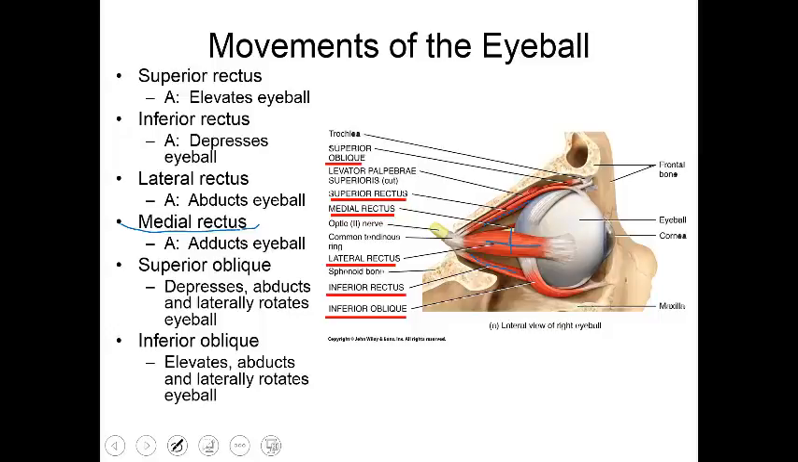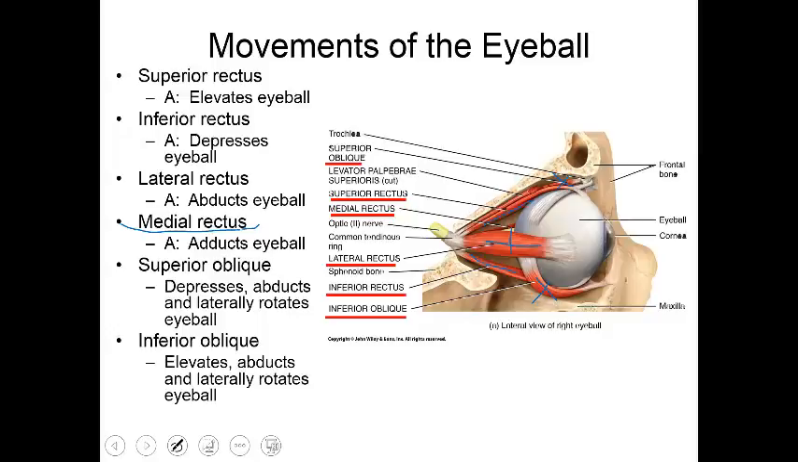Now the oblique muscles, the top one is not too clear in here, but you can kind of see it right there. That is a superior oblique, and this one is the inferior oblique. So the superior oblique helps you depress, so look downwards. It abducts, so it helps you look away from the median, and laterally rotates your eyeball, so rotation away from the midline. The inferior oblique will elevate, abduct, as well as laterally rotate the eyeball.